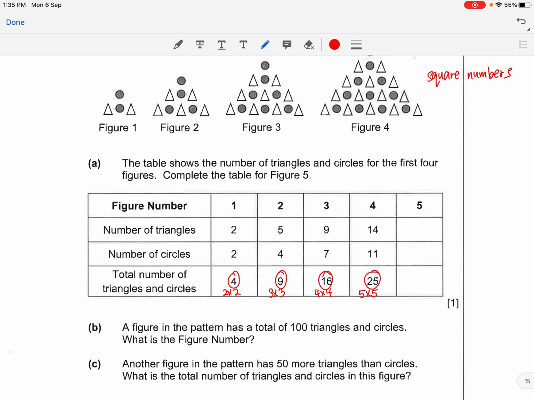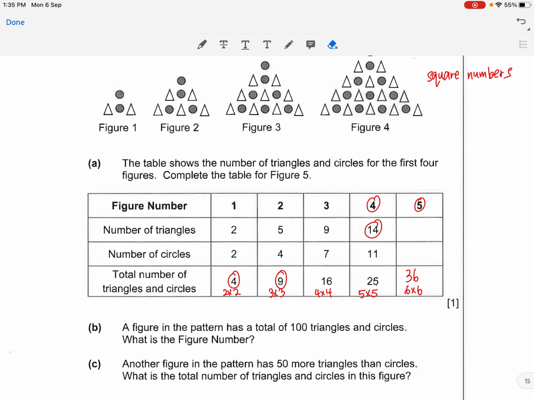But how do we relate this back to the figure number? When it's 5 times 5, the figure number is 4. It means it is plus 1 of the figure number. So if I have 5, I will get 6 times 6, and I get my answer 36 here. So I have already solved for the square numbers, but I also want to know how I get the number of triangles and the number of circles. In order to get 25, you need to add the triangles and the circles, like 14 plus 11, you get 25.